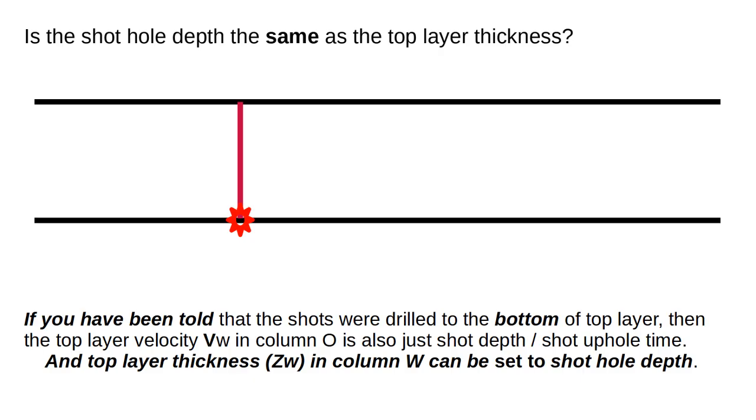Is the shot hole depth the same as the top layer thickness? If you have been told that the shots were drilled to the bottom of the top layer, then the top layer velocity in column O is also just shot depth divided by shot uphole time. And the top layer thickness in column W can be set to shot hole depth.